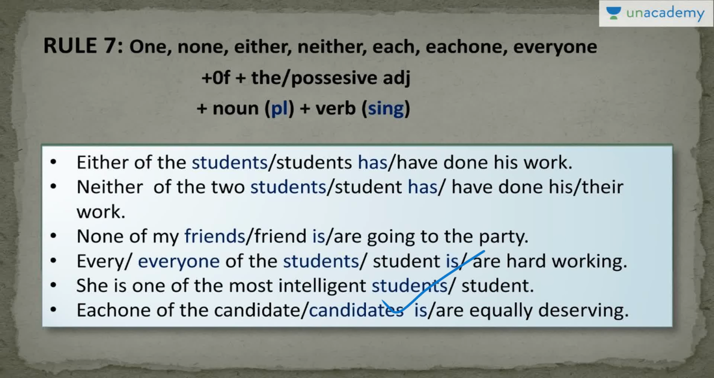Next, each one of the candidate or candidates is or are equally deserving. Here you can see that the sentence again starts with each one, and it is followed by of, then there is the, which is the article. And I know in this construction, after the you have to use a plural noun, so I would choose candidates, and the verb has to be singular because the main subject here is each one, which is singular, so I would choose is as a verb, and the sentence becomes, each one of the candidates is equally deserving.